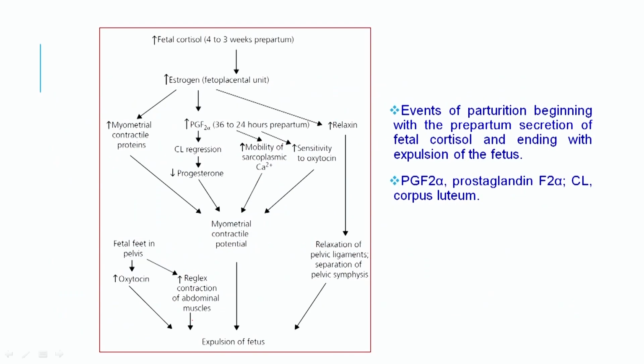If you see this flow chart, it is very clear how the fetal cortisol and estrogen production, PGF2 alpha, regression of the CL, and decrease of progesterone secretion all together lead through myometrial contraction, and the expulsion of the fetus takes place.